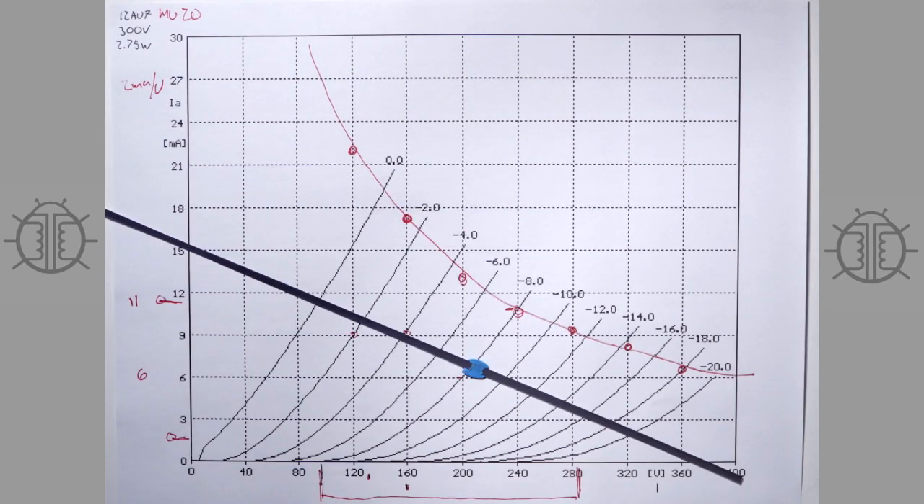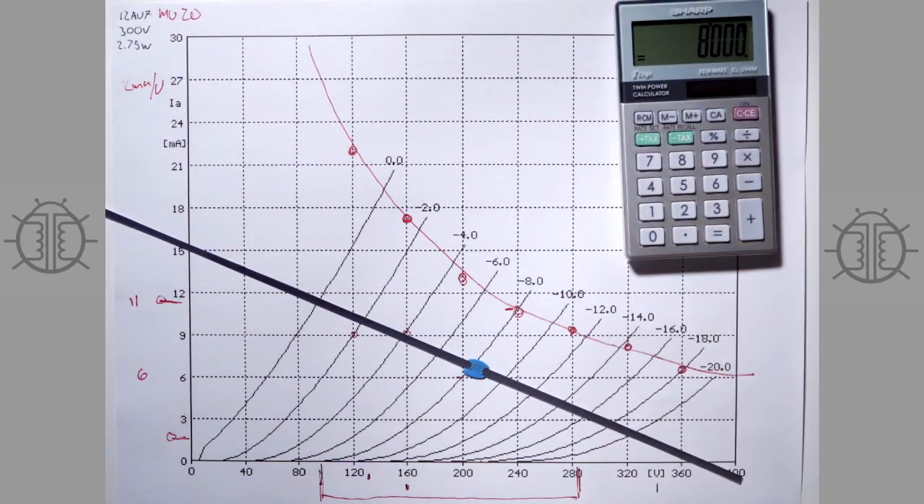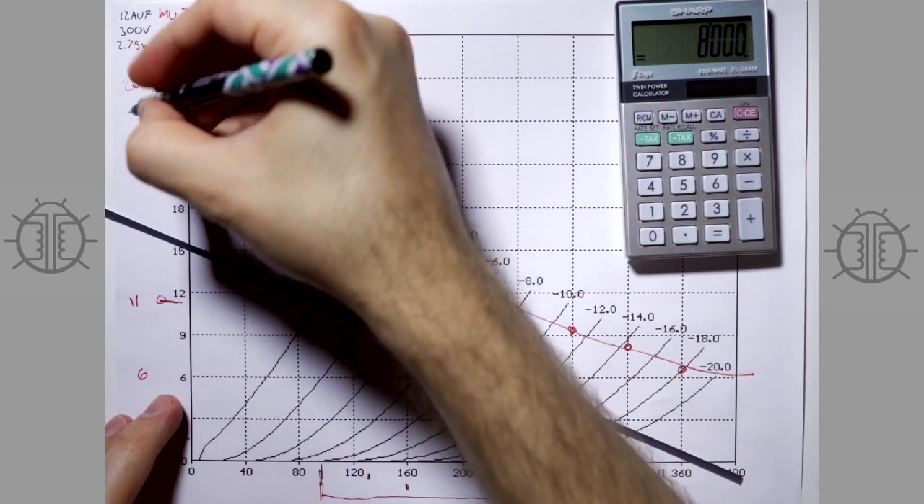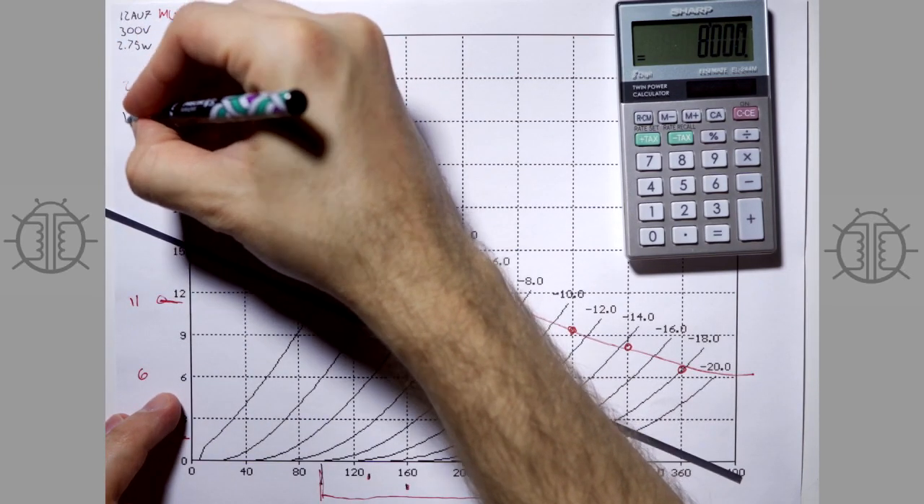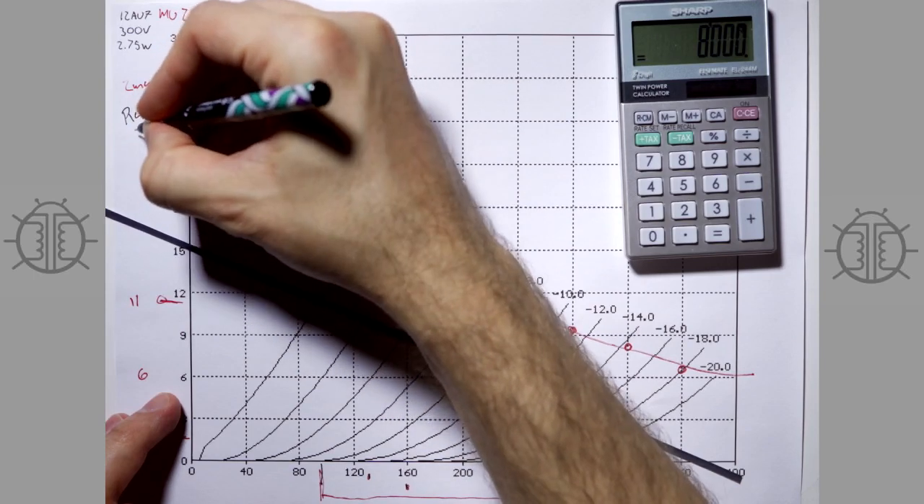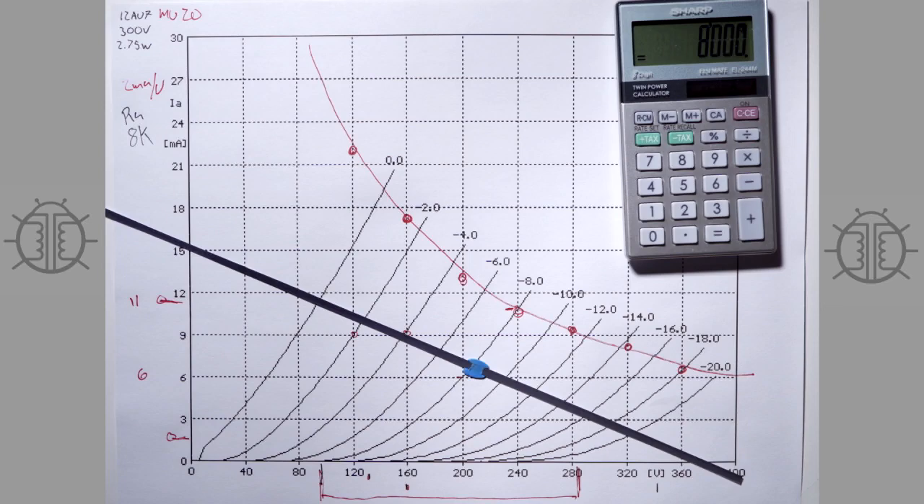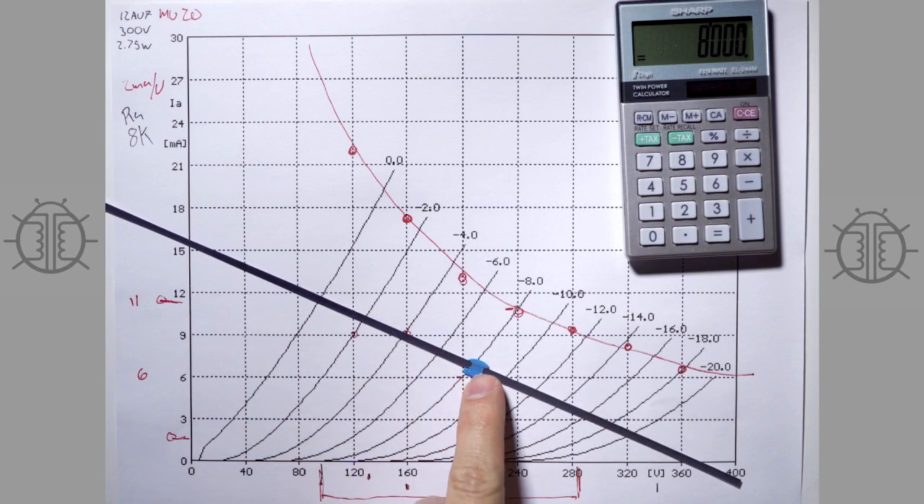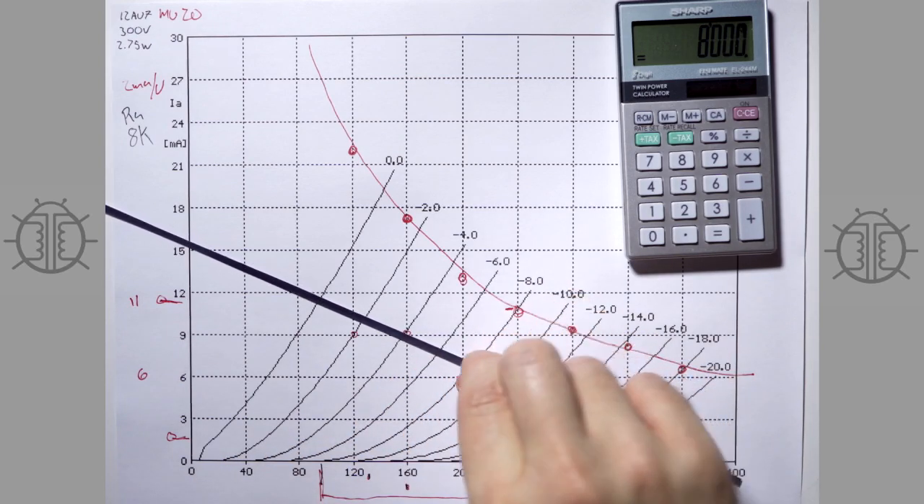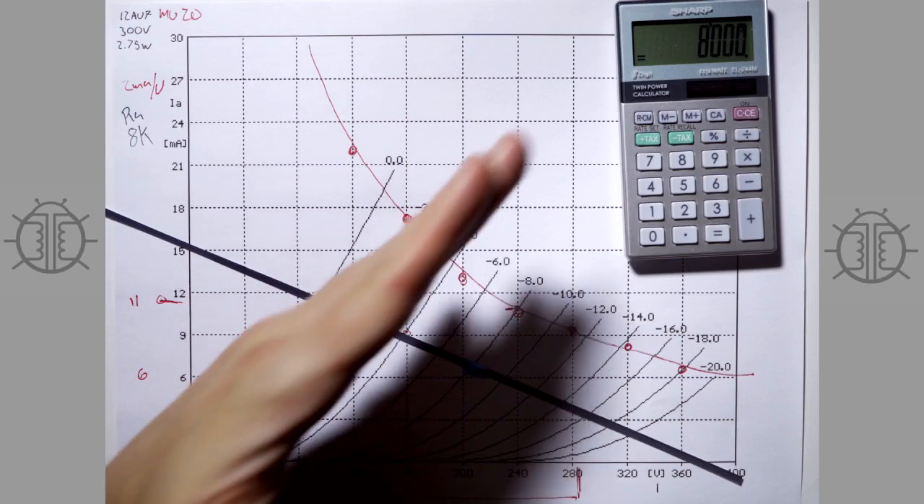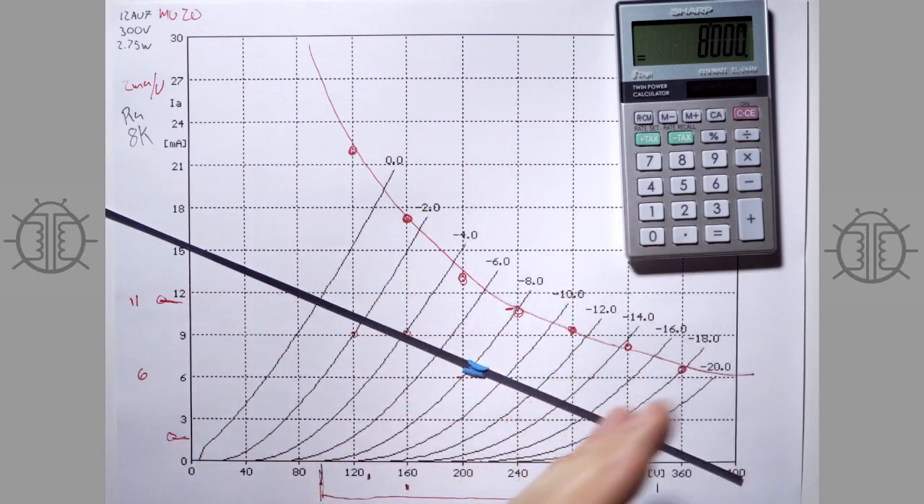And I think that's pretty typical for a 12AU7. So our plate, our R, I guess it's called RA, 8K. And so we found our plate impedance there. Now, a plate impedance is going to change depending on the angle of these grid lines.